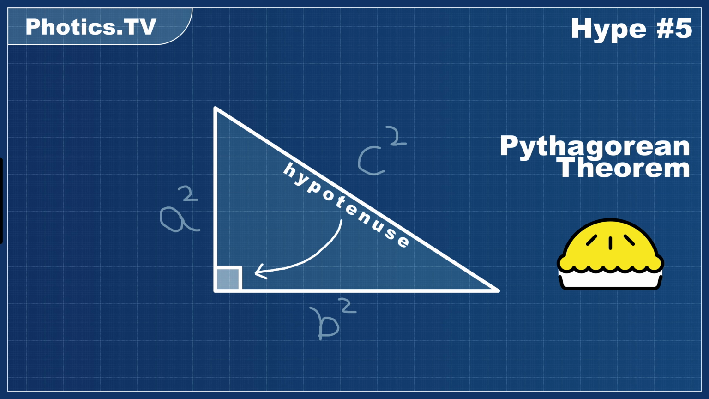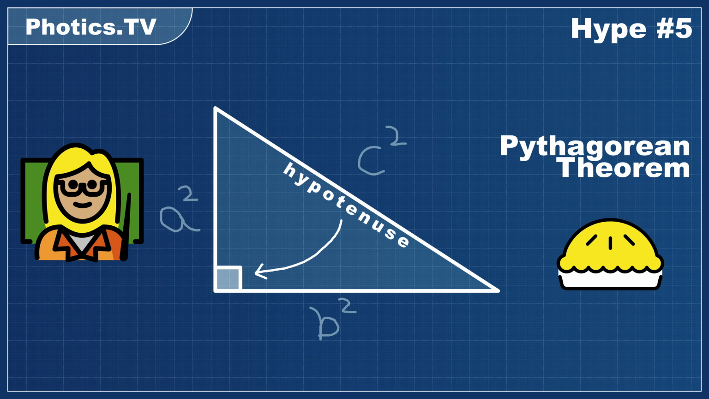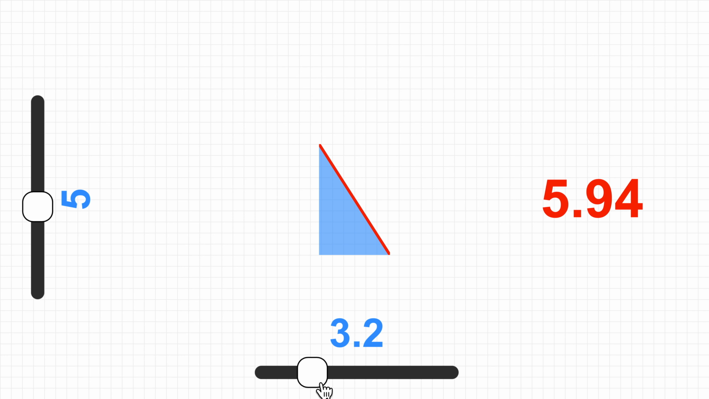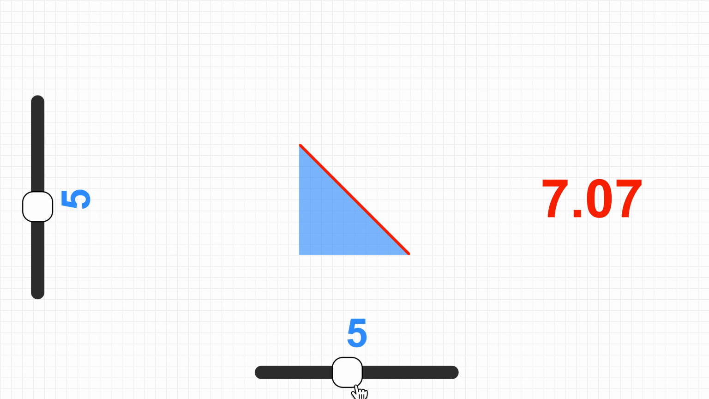Now, this isn't math class, but maybe it should have been. This hype template is about quickly calculating the length of the hypotenuse. No doubt this technology would have been banned from my math classes, but what if not?